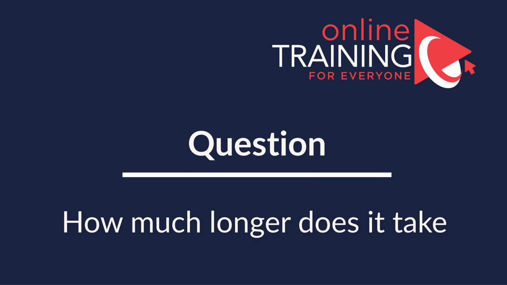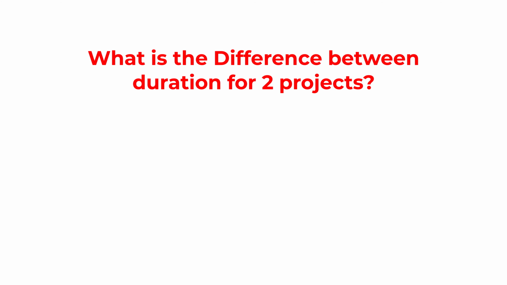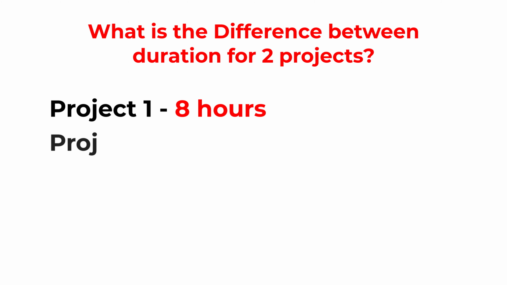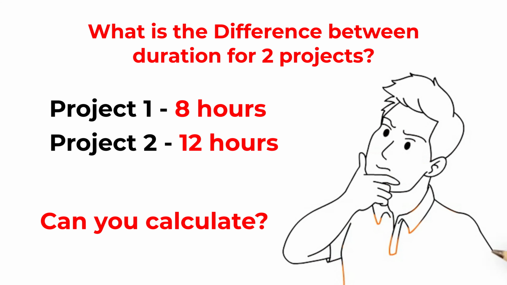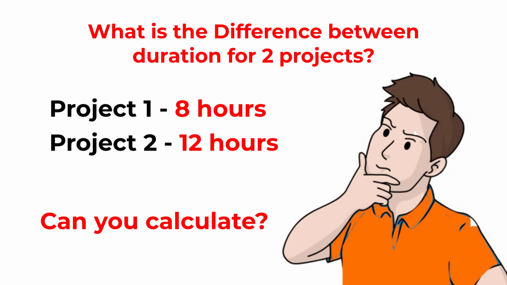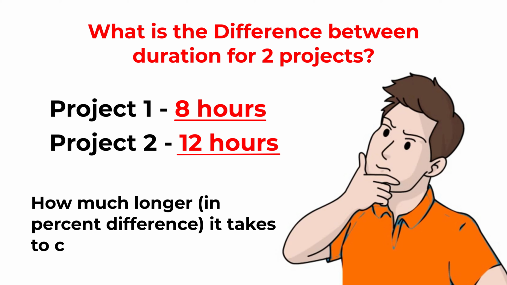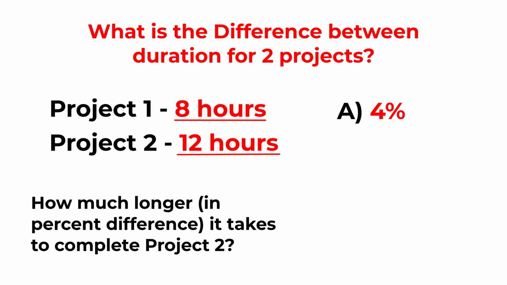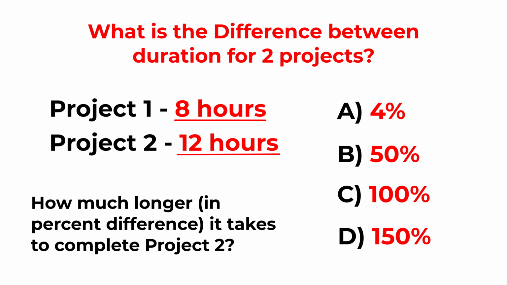Here is an interesting question which tests your understanding of percentage differences. You are presented with 2 projects, Project 1 and Project 2, and you need to calculate the difference between completion time for those 2 projects. It takes 8 hours to complete Project 1, and it takes 12 hours to complete Project 2. So, how much longer does it take to complete Project 2? You have 4 different choices. Choice A, 4%, Choice B, 50%, Choice C, 100%, and then Choice D, 150%.